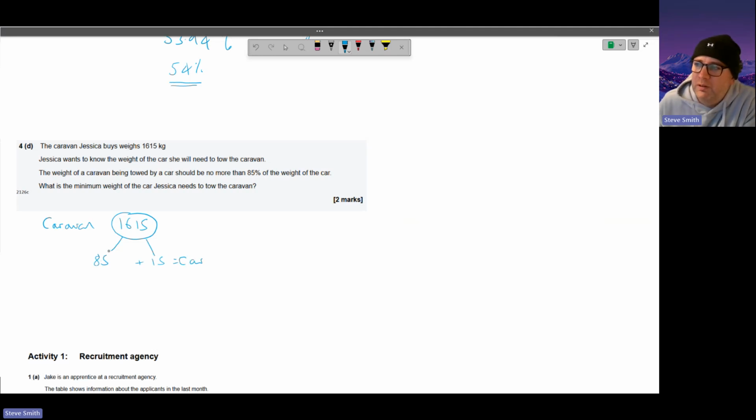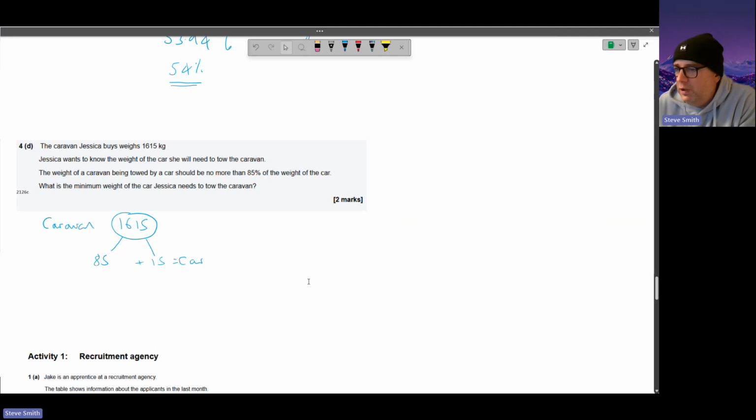So we've got the 85%, the weight of the caravan being towed by a car should weigh no more than 85%. So that is representing 85%. It's asking us to find out the weight of the car, what she needs. So we're going to add 15% to this number. So what I'm going to do, I'm going to divide that number by 85 and times it by 100, and we've got it.